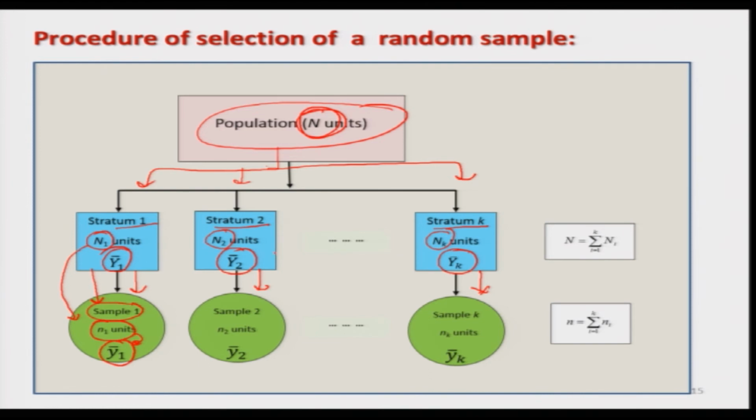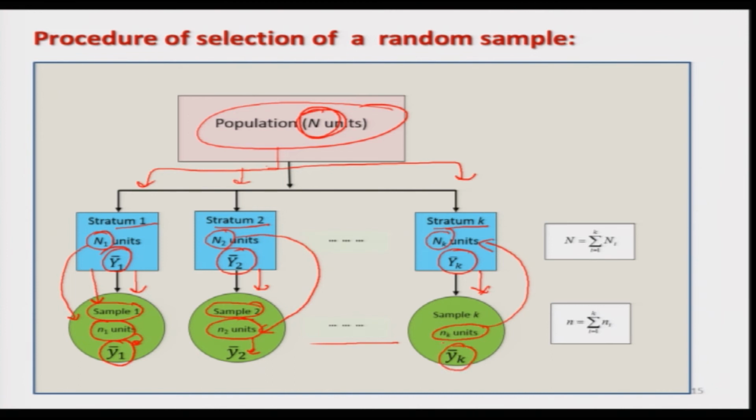So from stratum 2 I draw from capital N2 number of units a small n2 number of units, and this will create my sample number 2, and the mean of the units in sample number 2 will give me y bar 2, which is the sample mean of the second stratum. The same thing happens in the kth stratum also: we collect a small nk number of units from capital Nk number of units, and the sample mean of these units is given by y bar k.